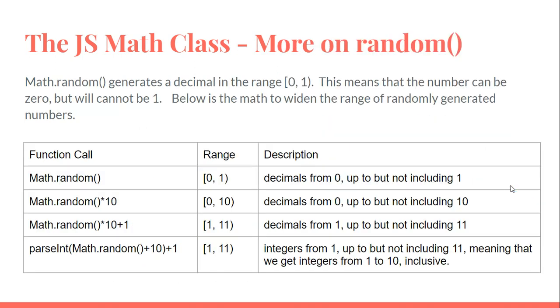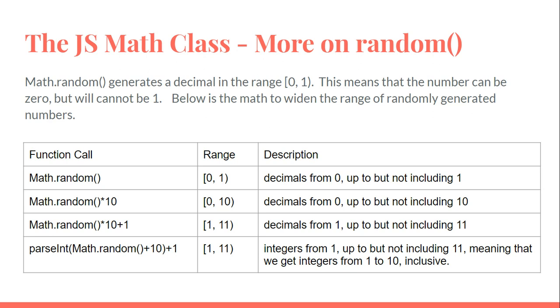A little more about random. As we said, Math.random generates a decimal in the range 0 to 1. Now you'll see this set notation here. The square bracket means that that value is included, and the parenthesis means that this value is not included. So from 0 inclusive up to 1 not inclusive.